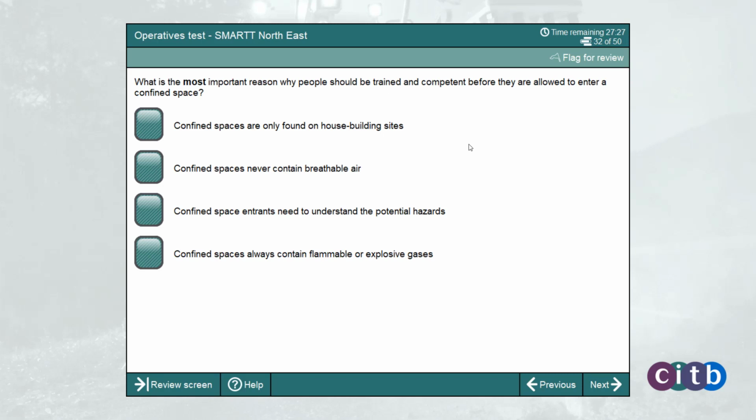What is the most important reason why people should be trained and competent before they are allowed to enter a confined space? Confined spaces are only found on house building sites. Confined spaces never contain breathable air. Confined space entrants need to understand the potential hazards. Confined spaces always contain flammable or explosive gases.